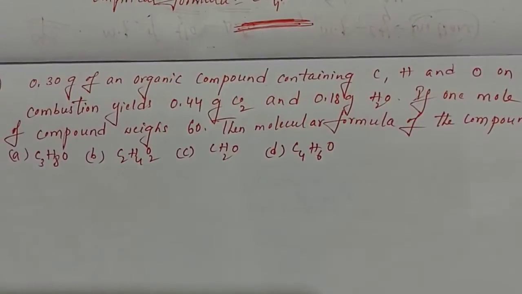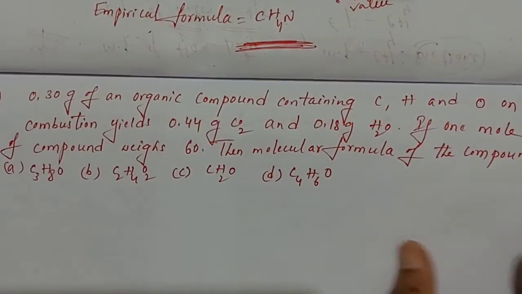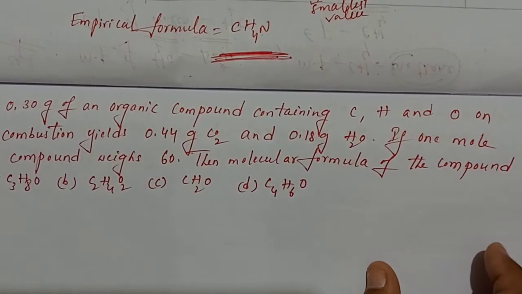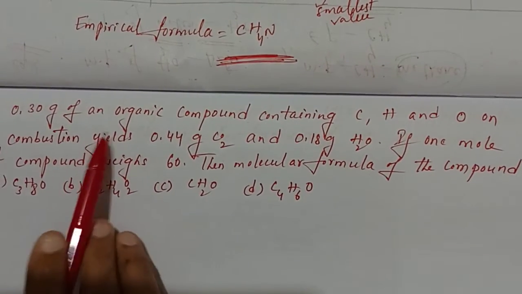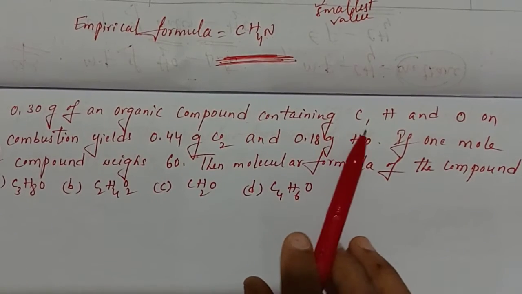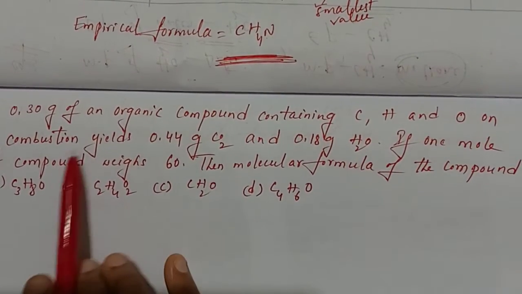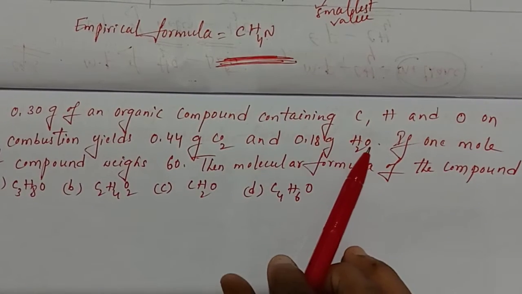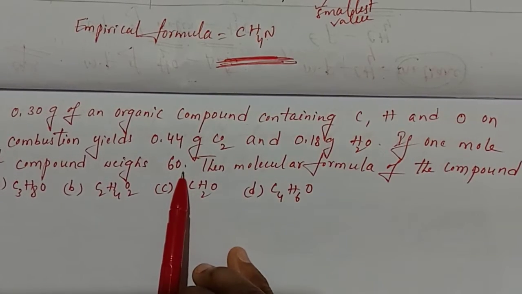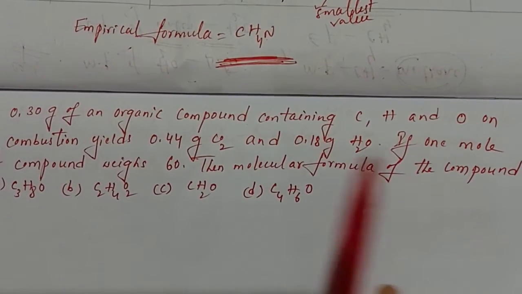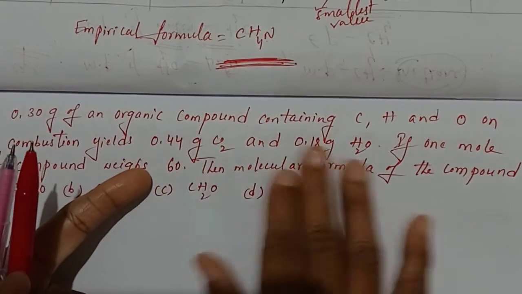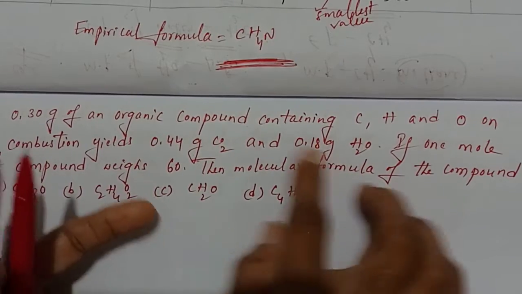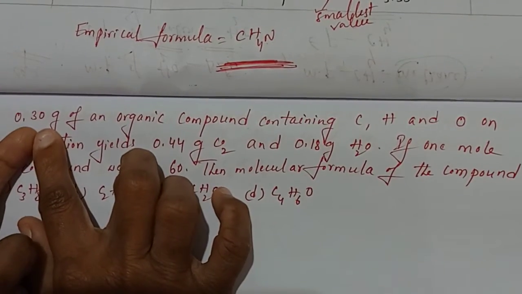Now see, students, second problem. What is given here? This is a different model question. Here the percentage is not given directly, students. See here once. 0.30 grams of an organic compound containing carbon, hydrogen and oxygen on combustion yields 0.44 grams of CO2 and 0.18 grams of water. If 1 mole of compound weighs 60, the molecular formula of the compound is asked, students. Here no percentage is given, only weights. CO2 weight, water weight 0.18 grams, and total organic compound weight 0.30 grams are given.